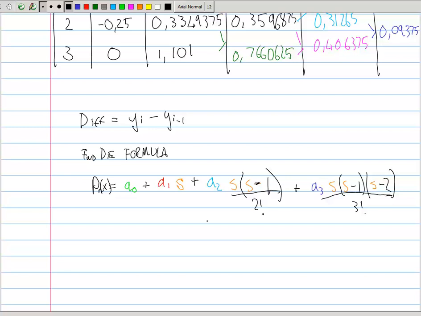And because we're considering for n, this will go plus dot dot dot, and we will land up with a_n multiplied by s multiplied by s minus 1, dot dot dot, eventually multiplied by s minus n minus 1.